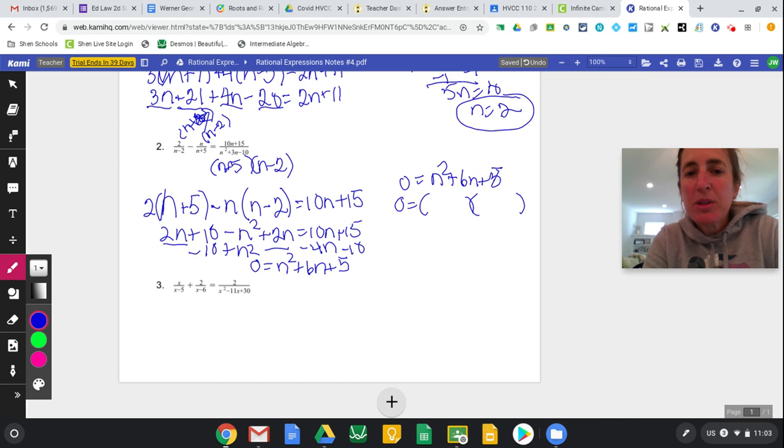So I need numbers that multiply to 5. That would only be 5 and 1. Now I set each of these bubbles equal to 0. So n is -1 and n is -5.